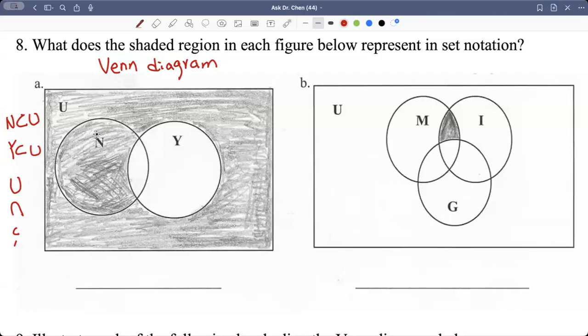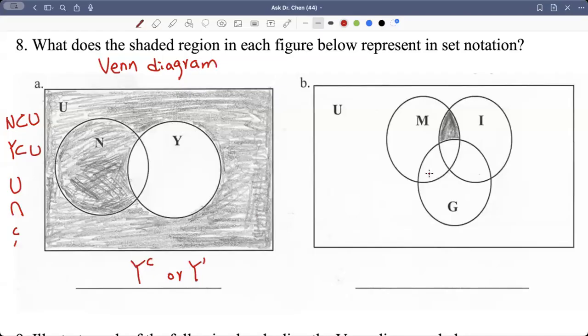Now for the shaded region, you see it includes everything, just not Y. So obviously, that's Y complement, or Y apostrophe, right? Everything in the universal set, just not in Y.